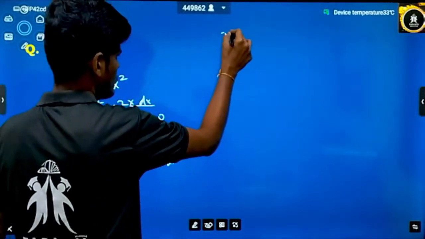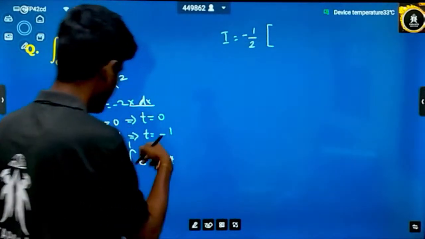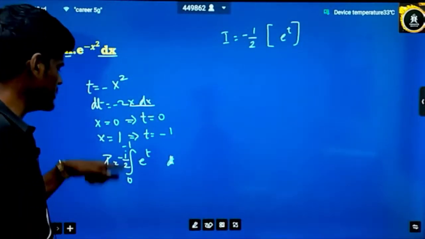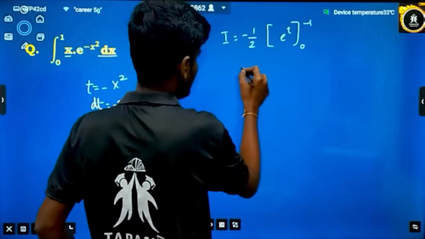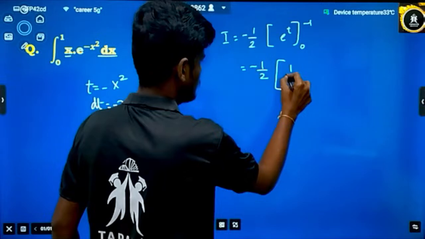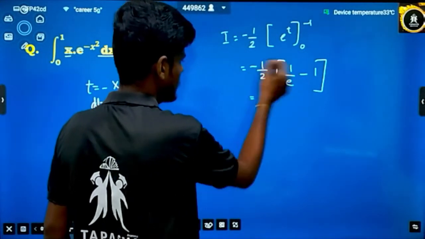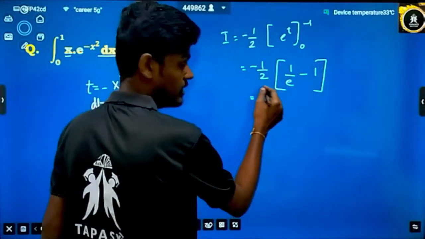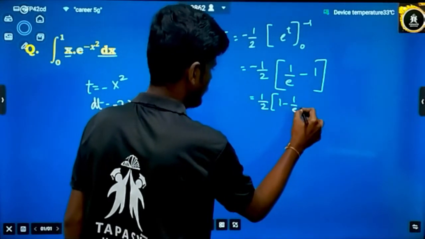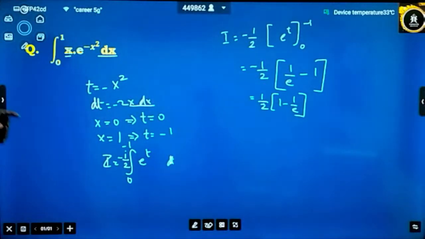And what is the integration of this? The integration is minus 1 by 2 of e power t, since the integration of e power t is e power t, where the limit is between 0 to minus 1. This is equal to minus 1 by 2 of, when you apply minus 1, that is e power minus 1, which is 1 by e, minus e power 0, which is 1. So for the final answer, when you bring the minus inside the bracket, we will get 1 by 2 of 1 minus 1 by e. I can write this as e minus 1 by 2e. That is the final answer.